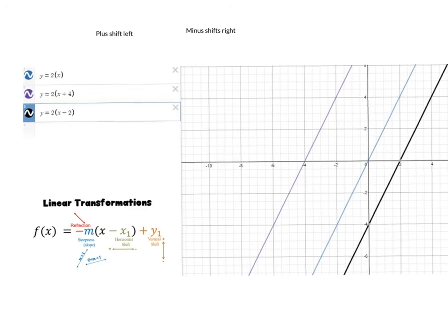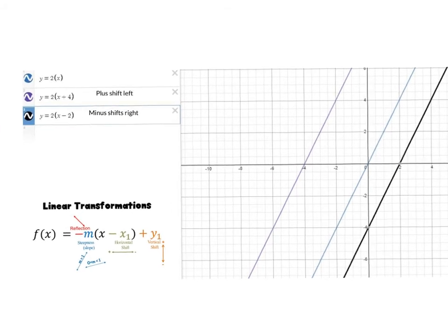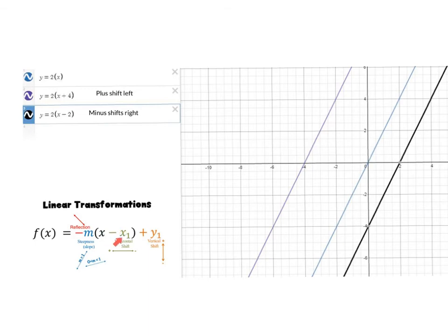You'll notice with the purple one, when we added 4 inside of the parentheses, it actually shifted it to the left 4 units. It's kind of the opposite of what we would think, but a plus shifts it left. And then the other one, when I subtracted 2 inside the parentheses, it actually shifted it to the right 2 units. So again, inside the parentheses, it's opposite of what you would think would happen. And again, I'm talking about this part right here where we add or subtract a number inside the parentheses.